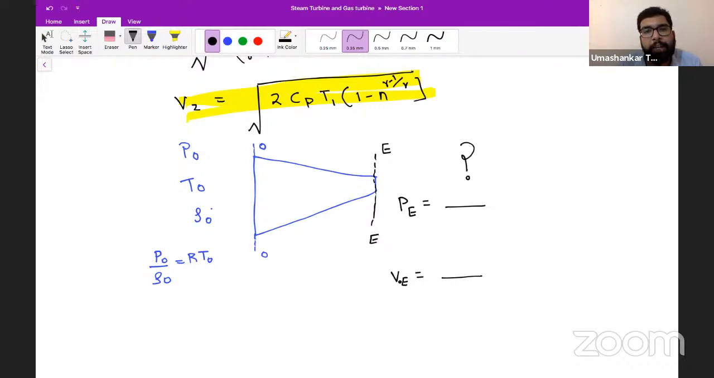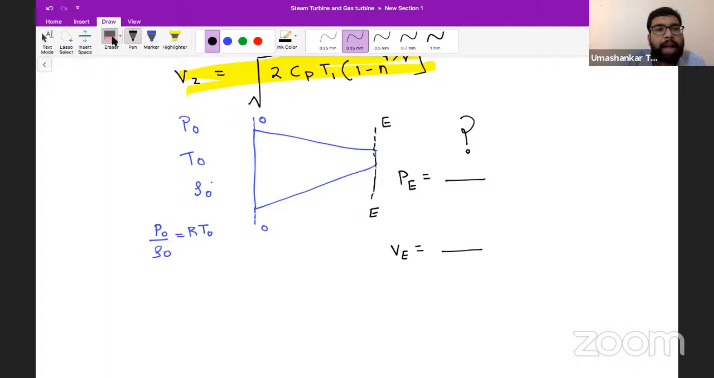Because this exit velocity V e must not be greater than the velocity of sound. It can only be equal to the velocity of sound. Yes, Madhusmita. If it is going above the velocity of sound, this can't happen in a converging nozzle. Yes or no?